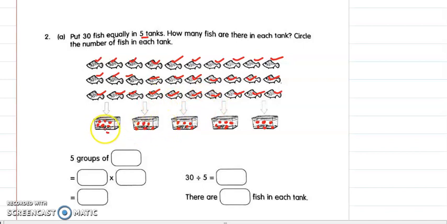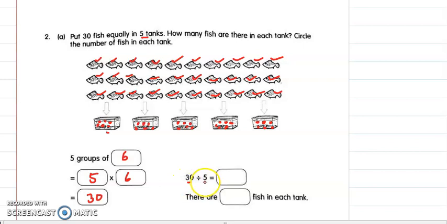So now we'll count how many are in each tank. So we can count 1, 2, 3, 4, 5, 6. So there are 6 fish in each tank. So we can say there are 5 groups of 6, and 5 groups of 6 can be written as 5 times 6. And 5 times 6, the total, will be 30. So it means we can say there were 30 fish.